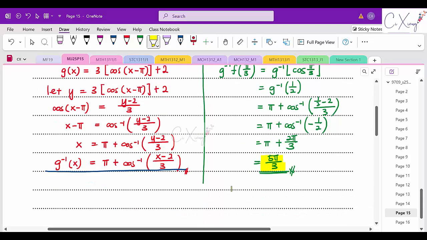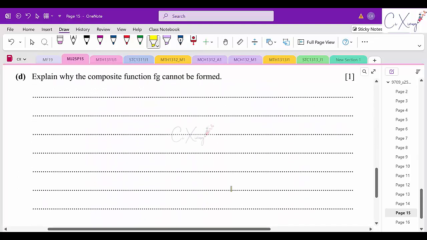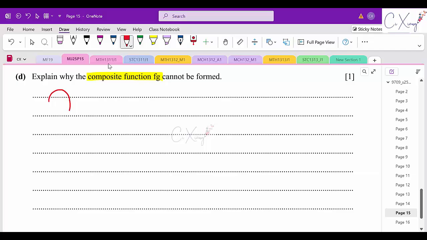Then let's continue to part D. They're asking you, explain why the composite function fg cannot be formed. If you want to explain, do a little bit of explanation here. Basically, you need to show the arrow diagram of the composite function. Composite function fg actually means that you are starting from the function g first, then composite the function f, right?